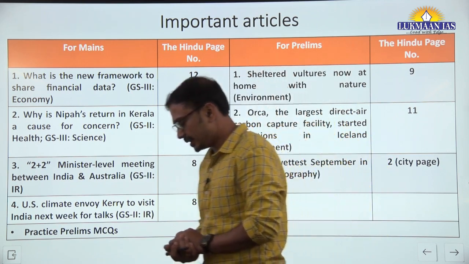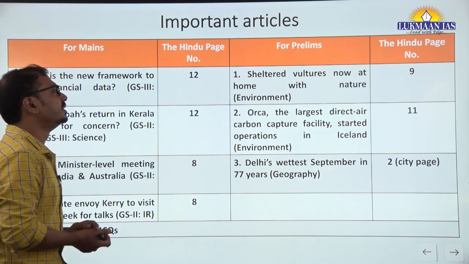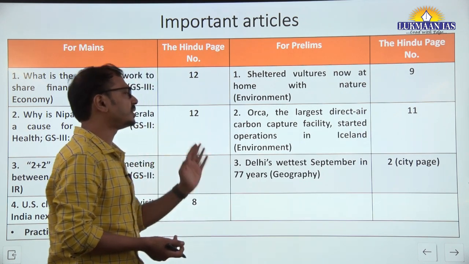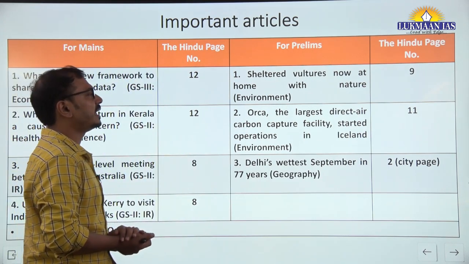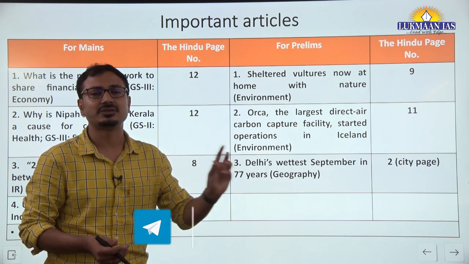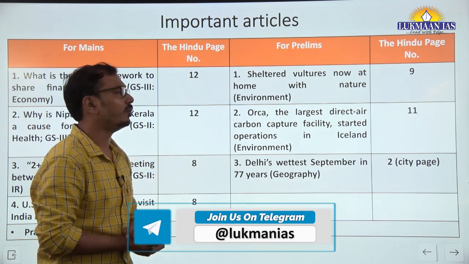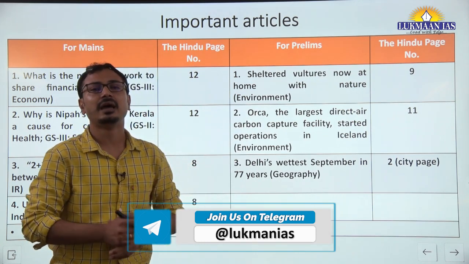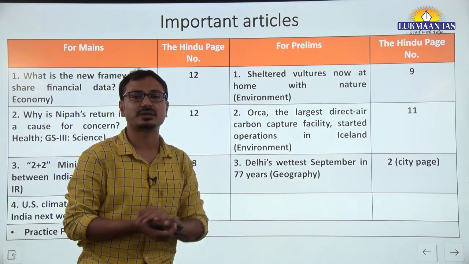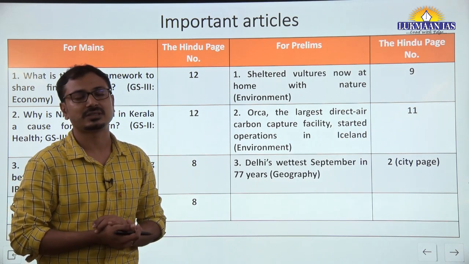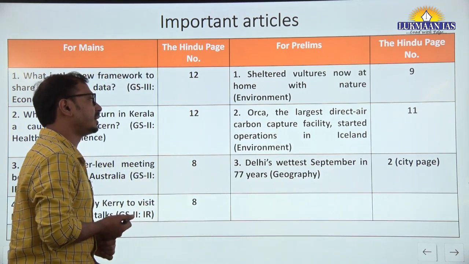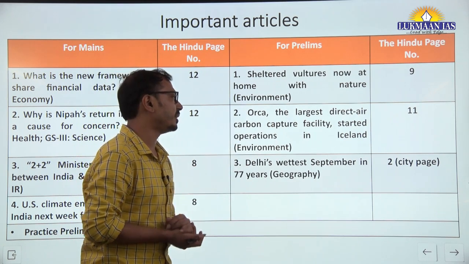So we will have a follow up here on what will be the areas where the bilateral visit is going to focus, right. Then specifically prelims related developments: sheltered vultures now at home with nature. There is one vulture conservation center in Haryana which has recently released some of the ex situ conserved species of vulture, which were threatened, into the nearby environment, and now they are coping with their natural habitat. So this is a good development. The article also mentions what the threats to the vultures are and how vultures are important for any ecosystem in which we are living. Fine. So this is important from the environment section.